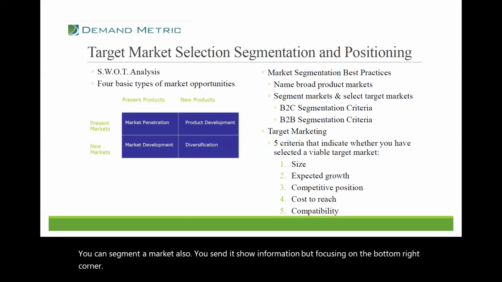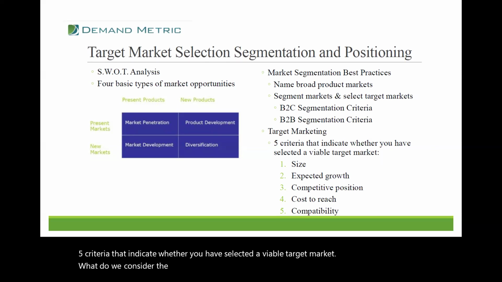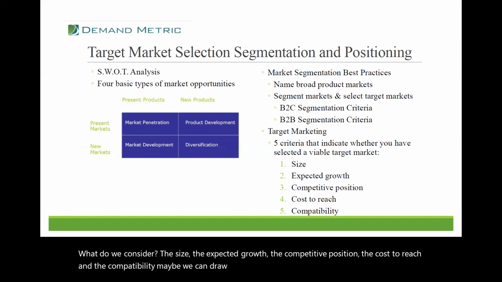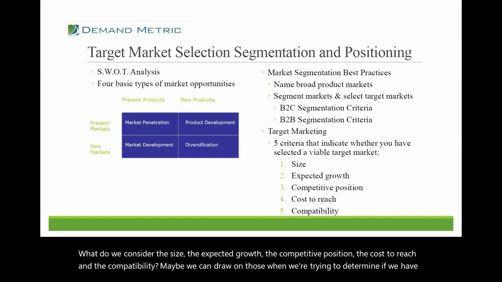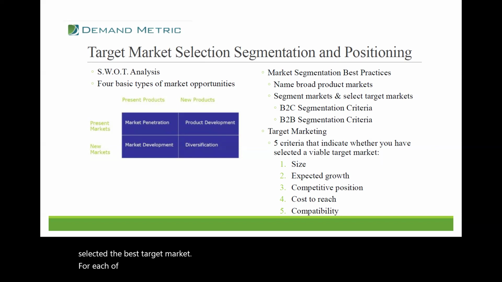There are 5 criteria that indicate whether you have selected a viable target market. What do we consider? The size, the expected growth, the competitive position, the cost to reach, and the compatibility. Maybe when we're trying to determine if we have selected the best target market for each of our scenarios. Something to think about.